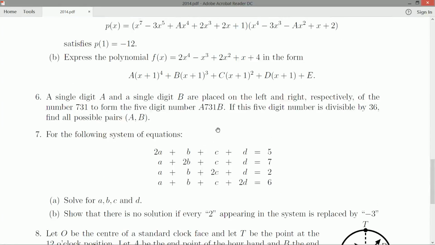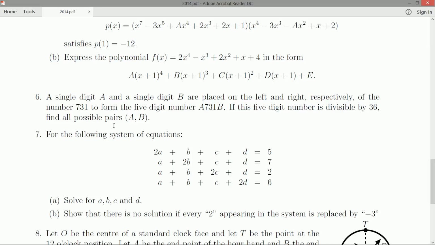That sort of thing. So question 6: a single digit A and a single digit B are placed on the left and right, respectively, of the number 731 to form the 5-digit number A731B. Because they've said 5-digit, I'm going to assume A can't be 0. If they say 5-digit number, I think it's safe to say that the leading digit is not a 0. Otherwise, it would be a 4-digit number, just written bizarrely. If this 5-digit number is divisible by 36, find all possible pairs A and B.